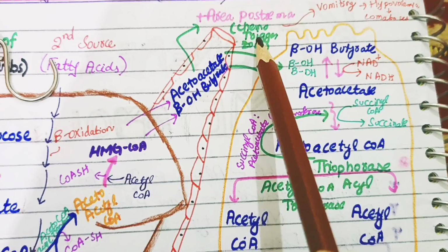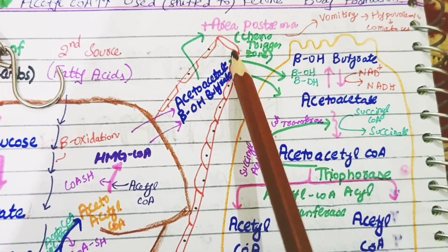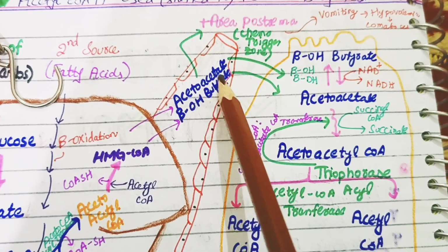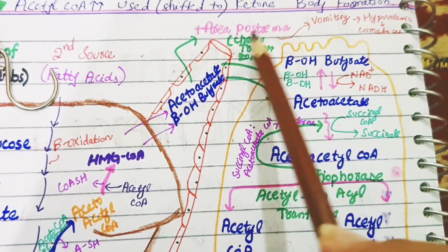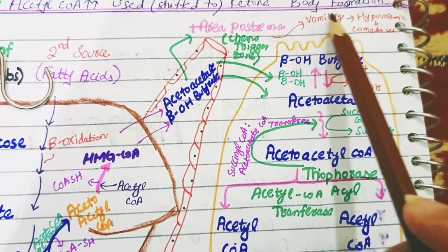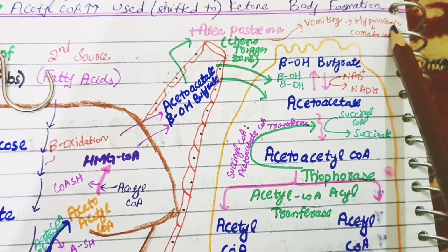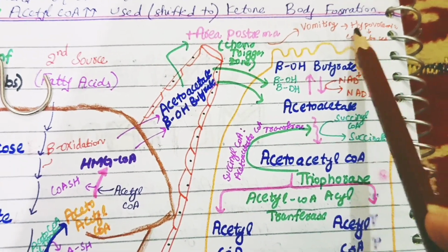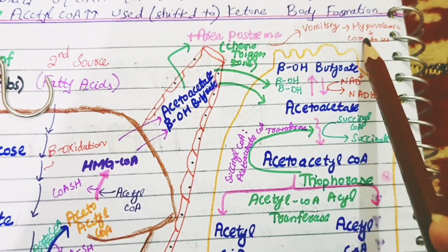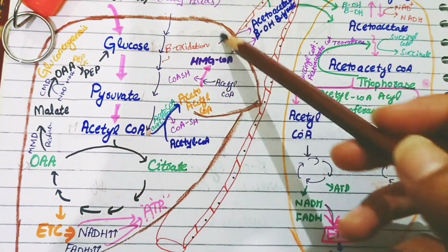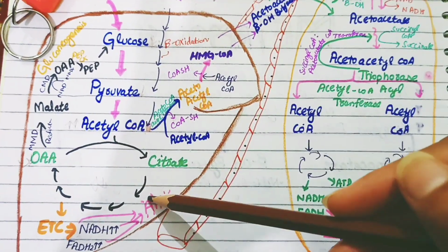and it acts as a chemoreceptor trigger zone and will induce vomiting. As a result, when there is increased acetoacetate or beta-hydroxybutyrate in the blood, this area postrema will cause vomiting, and this vomiting will then result in hypovolemia, that is decreased blood volume, and in severe conditions this decreased blood volume can result in coma. So this was all the formation of ketone bodies, that is ketogenesis.